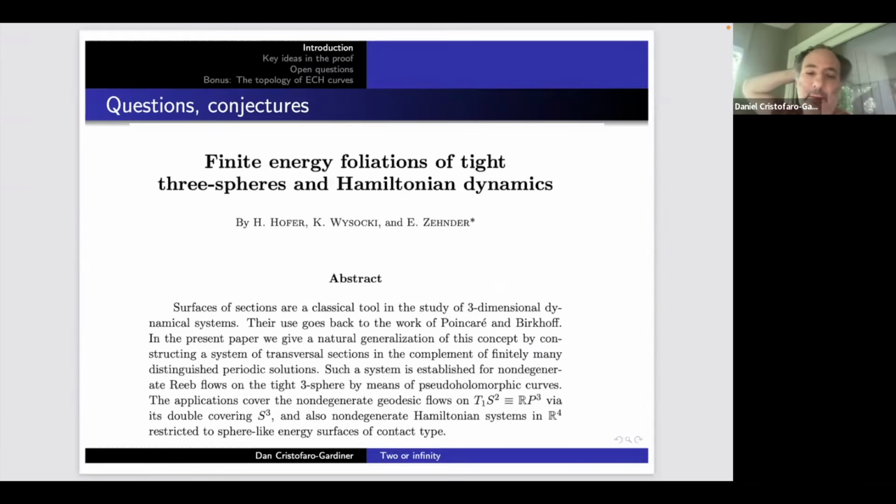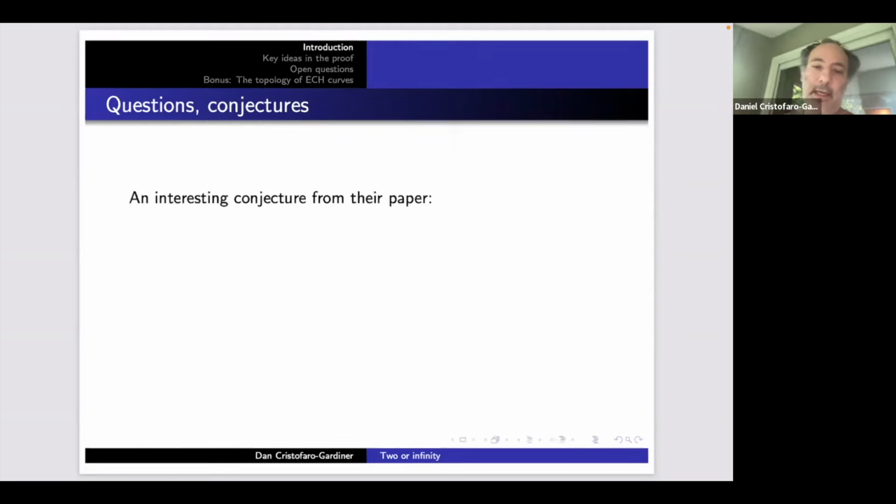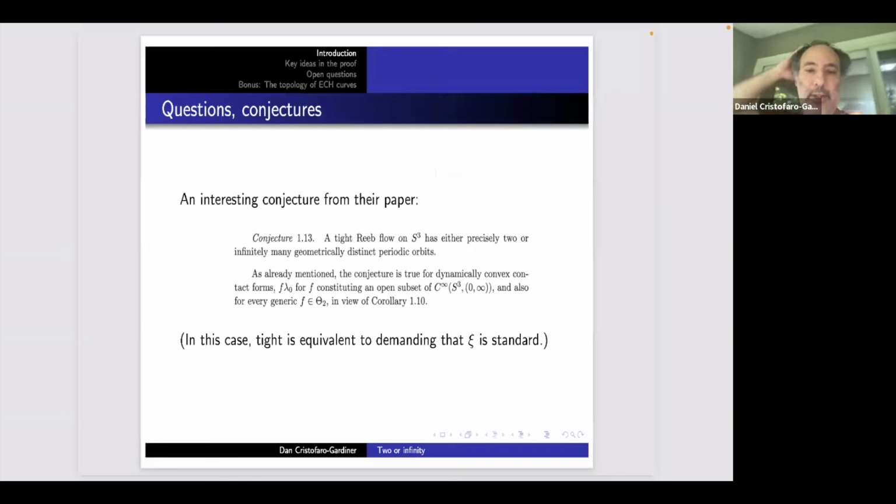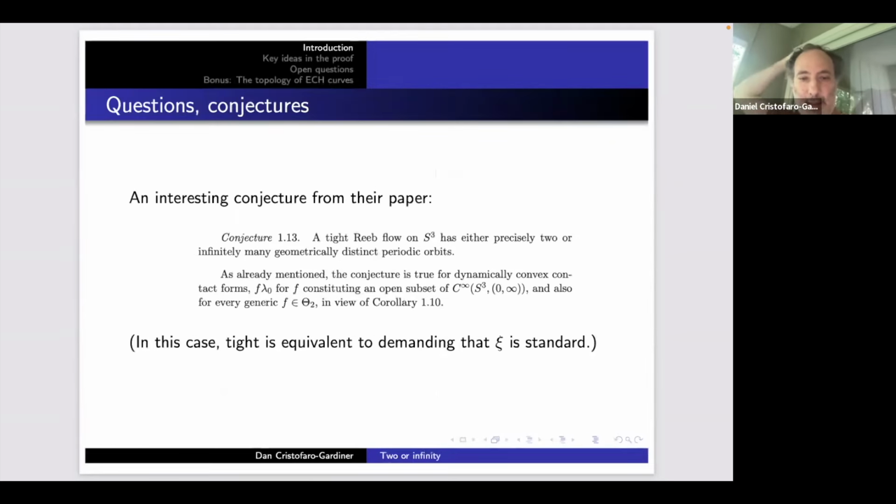Okay, so the first comes from this classic paper. I think it's from 2001. It's all about Reeb dynamics on the three-sphere. And there they prove a lot of stuff, but it has the following conjecture. Okay, so let's read it. It says that a tight Reeb flow on the three-sphere has either two or infinitely many periodic orbits.